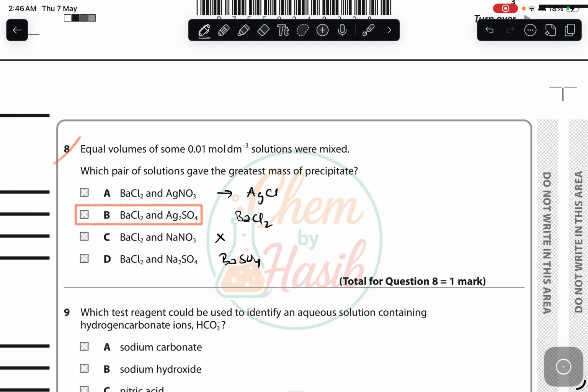One of the precipitates will be barium sulfate. Another precipitate will be silver chloride. So this reaction will produce two precipitates. Therefore B will form the greatest mass of the precipitate, because barium and sulfate will form barium sulfate, which is a white precipitate. Silver and chloride will form AgCl, which is also a white precipitate. So that would give you the greatest mass of the precipitate, right?